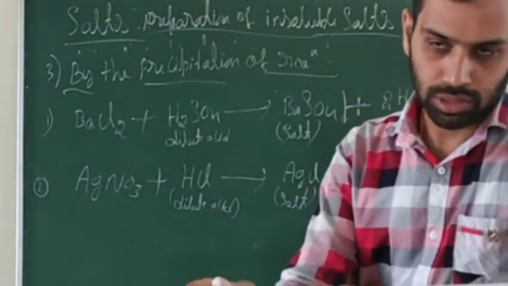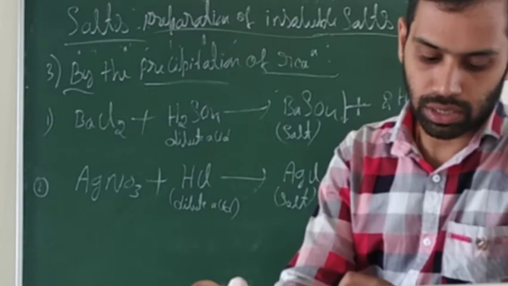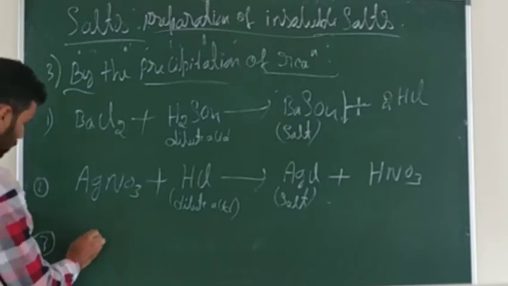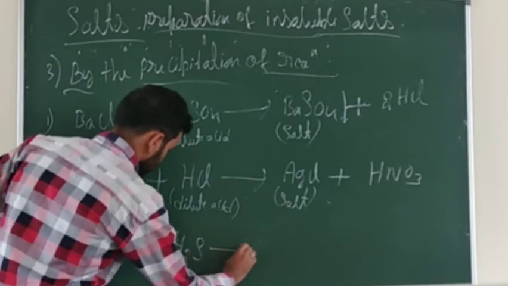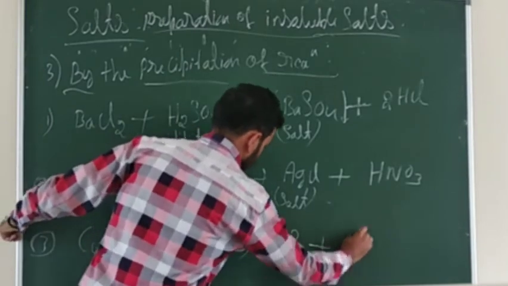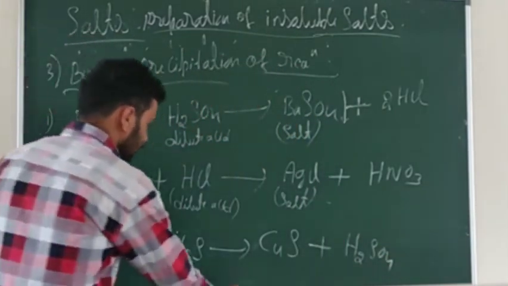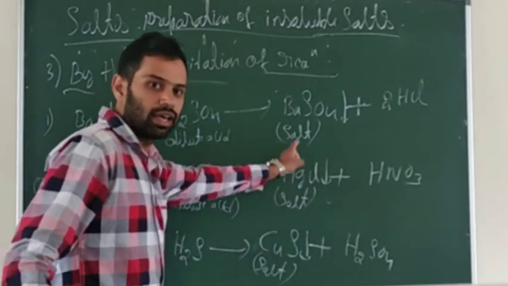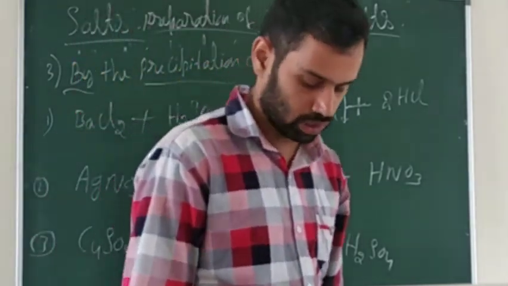Clear? One more: when copper sulfate reacts with hydrogen sulfide. It is also a precipitation reaction. Copper sulfate, CuSO4, reacts with hydrogen sulfide, H2S. It will form copper sulfide, CuS, plus sulfuric acid. This is an insoluble salt. The downward arrow indicates it is insoluble in that aqueous solution.